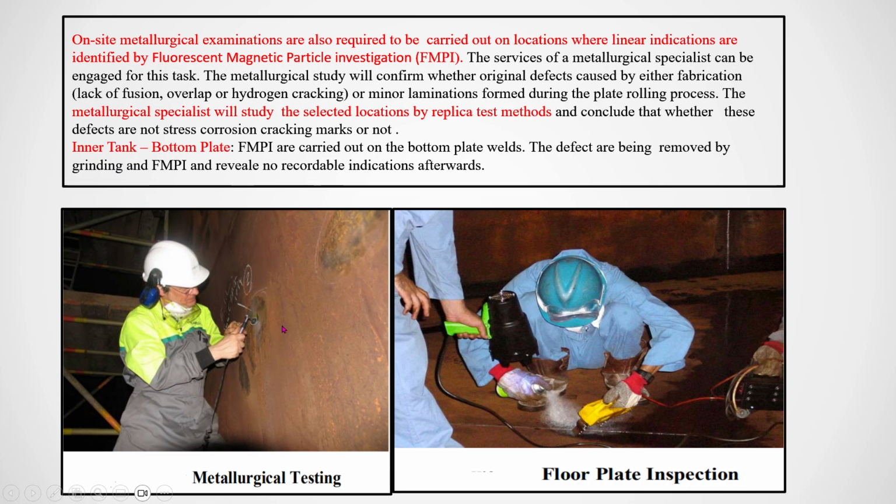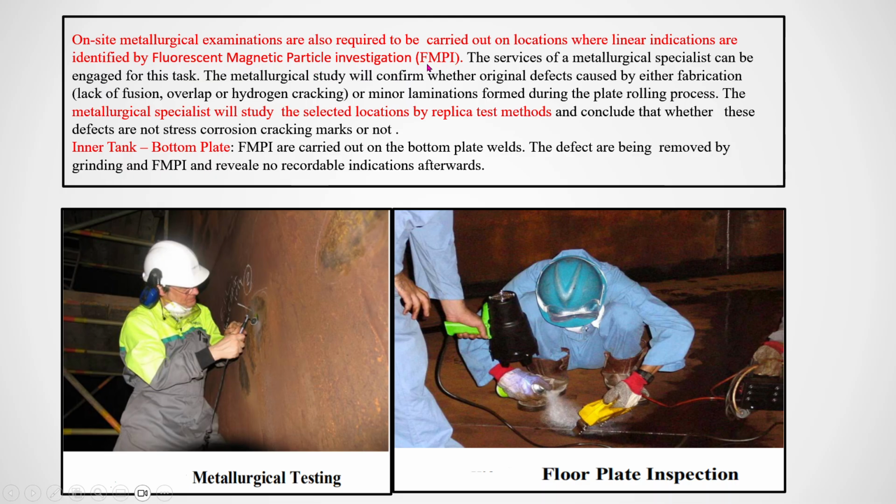These are the procedures for the metallurgical test. You have to decide on the metallurgical test, the material, and whether any hydrogen impingement is there, the hydrogen structure of the cell, the structure of the atoms. They call it the replica test. That is called on-site metallurgical examination, and it is also required to be carried out on locations where linear indications are identified by fluorescent magnetic particle investigation.